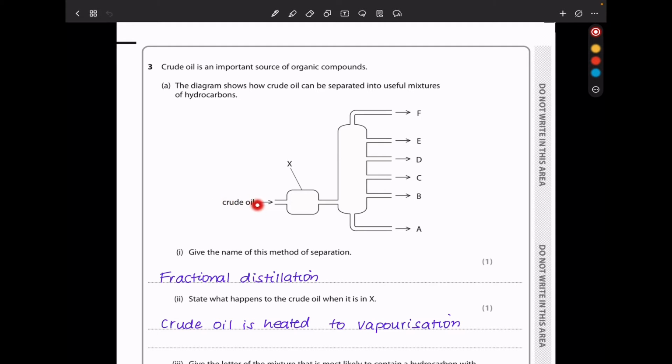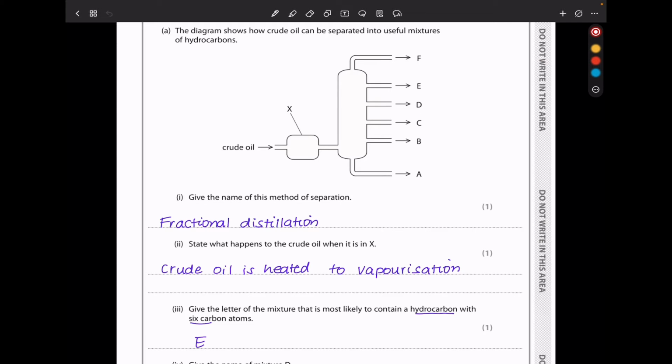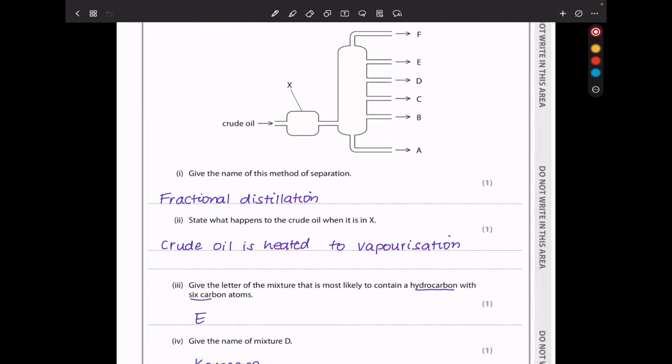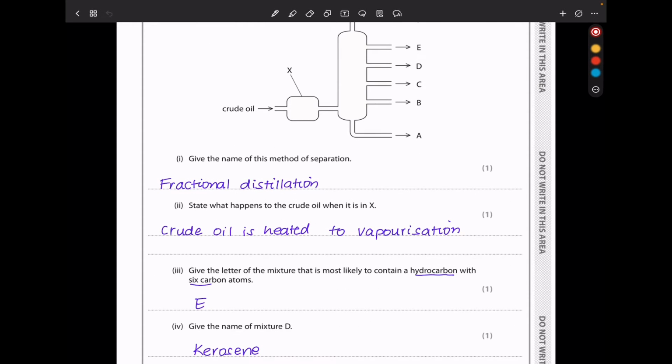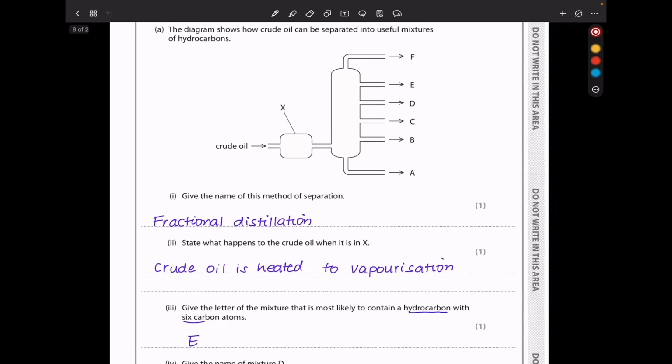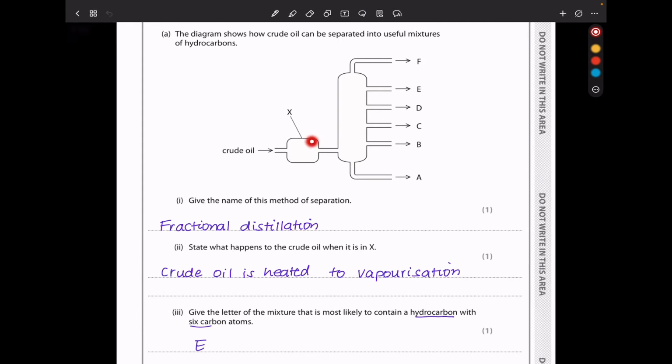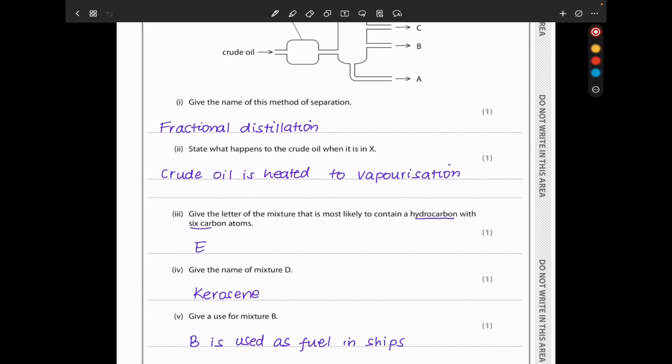So from this diagram, we see crude oil comes in, it's going to be heated, and then evaporation is going to occur, and the different fractions are going to be collected. They say give the name of this method of separation. This method is called fractional distillation. And next they say state what happens to the crude oil when it is in X. Here it's going to be heated to evaporation, so it's going to be vaporized.